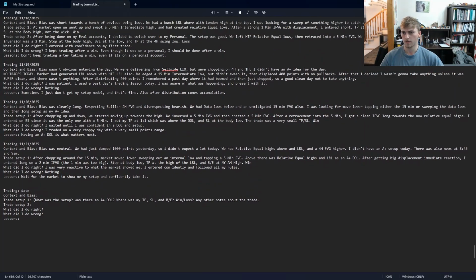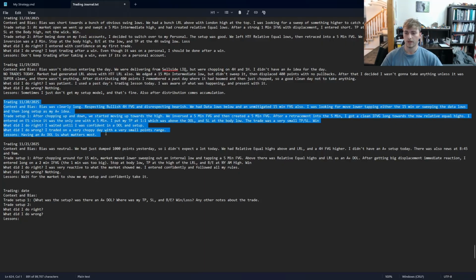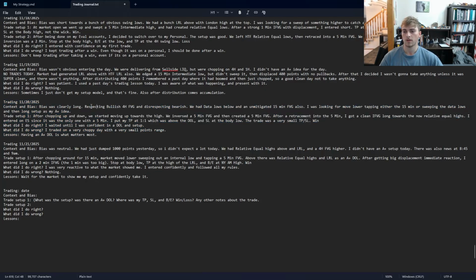So briefly, I'll go over a trade I took earlier this week, and I'll show you how I journaled it up. So I'll go over this day. My bias was clearly long, respecting bullish 4-hour fair value gap and disrespecting bearish. We had data lows below and an unmitigated 15-minute fair value gap also.